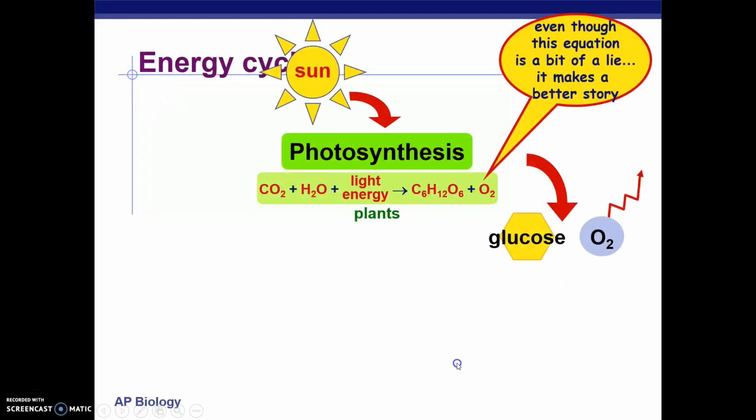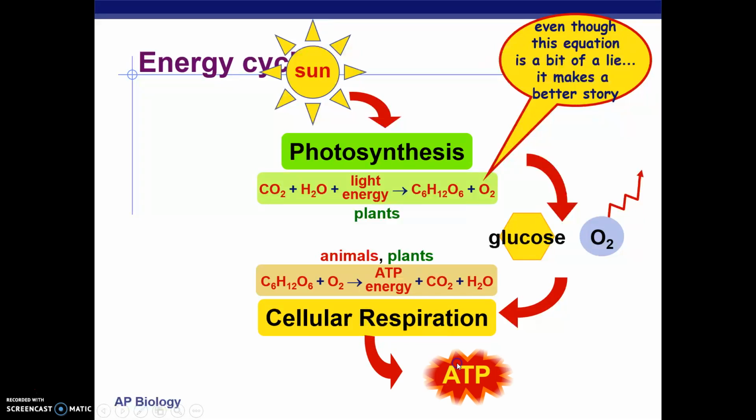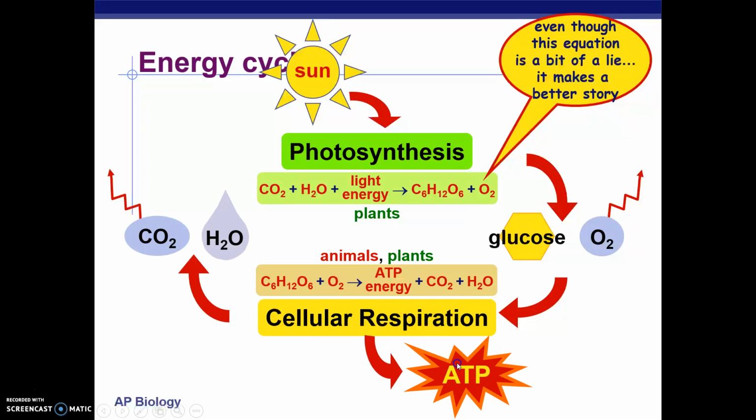So here is the big energy cycle. We see it cycles between 1 endergonic process, which is photosynthesis. It puts together carbon dioxide and water, gives out sugars and oxygen. That oxygen is going to be used during cellular respiration. Glucose will also be used for cellular respiration, which will release carbon dioxide and water.